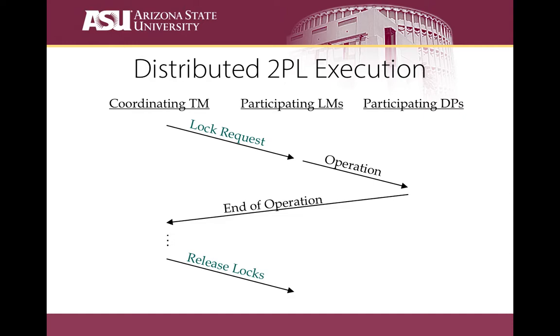And you keep doing that for all operations, for all locks, till you reach an end. Okay, so you keep doing this, and by the end, what do you do? Release the locks. You know how to release the locks because you're the one who requested the lock anyway, right? So you release locks. And this is called distributed two-phase locking.